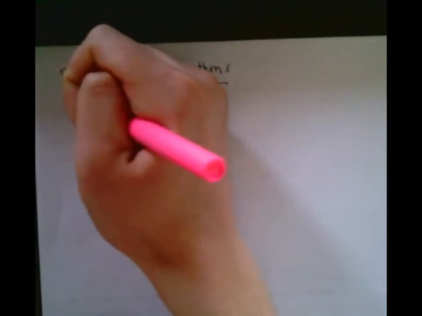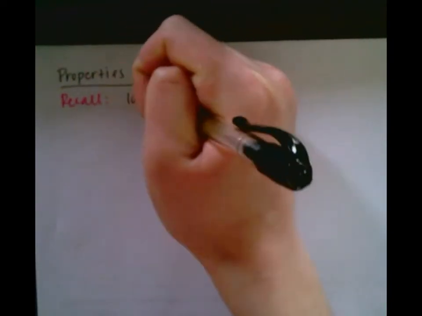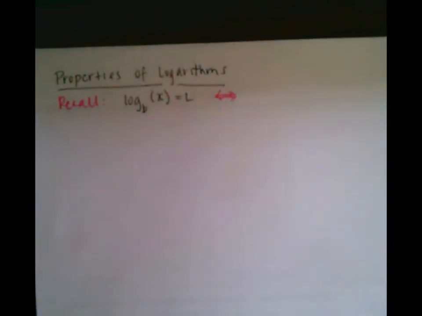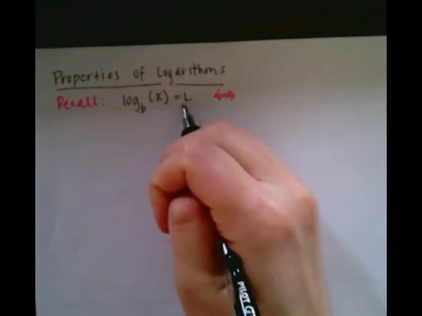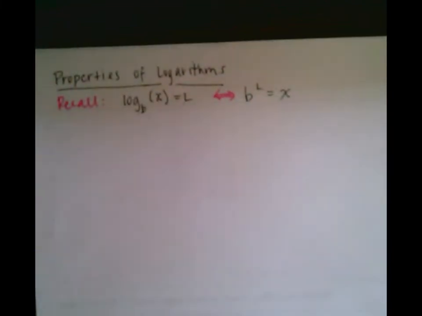So first of all, I just want to keep in mind, recall our definition of a logarithm to be log base b of x equals L. This notation is equivalent to saying b to the L power is x. I want to keep that in mind.